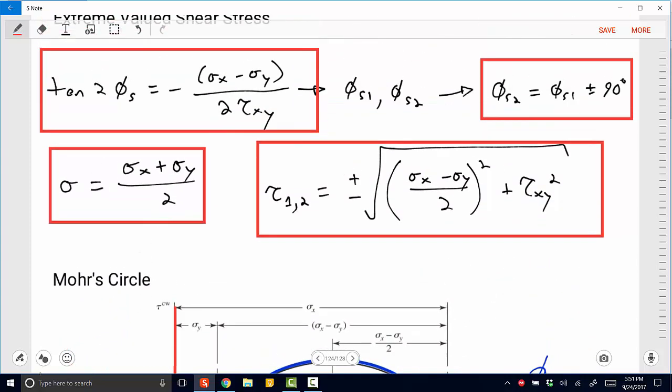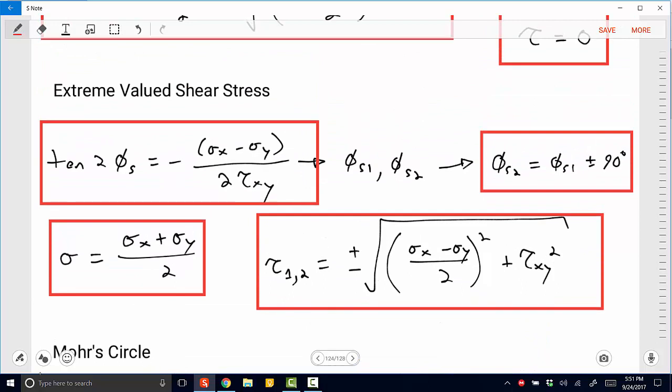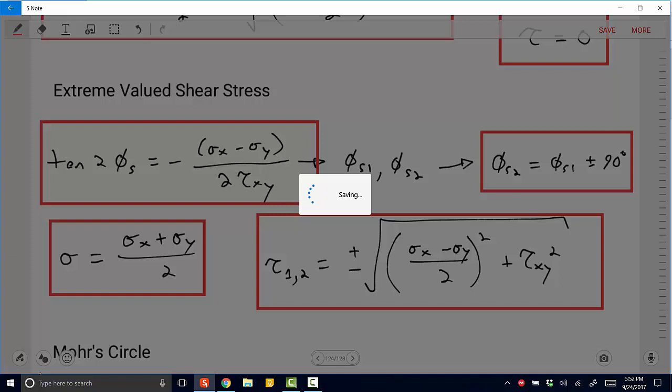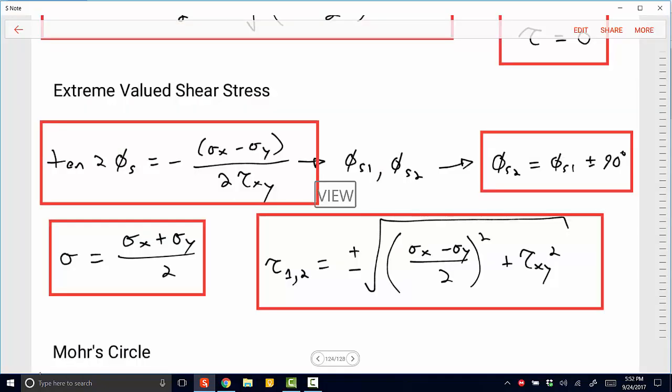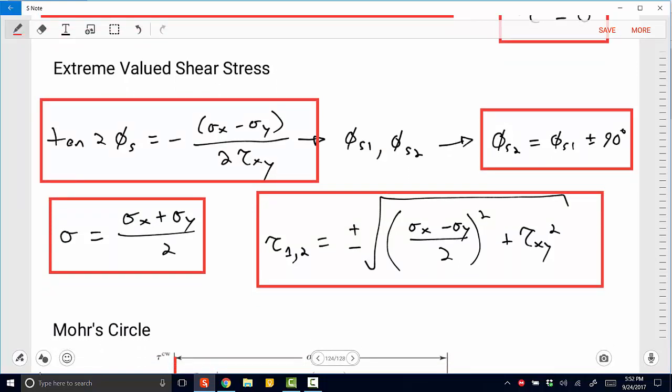Similar to that, let's look at our extreme valued shear stresses. When we are at those angles, we find that we have a normal stress, and that normal stress is just a single value, and it's equal to the average normal stress, so sigma x plus sigma y divided by 2, right? And with that normal stress, there's also two values of extreme valued shear stress. This is tau 1 and tau 2.